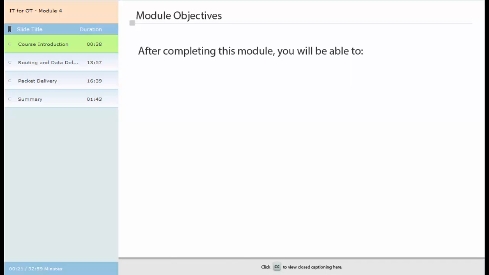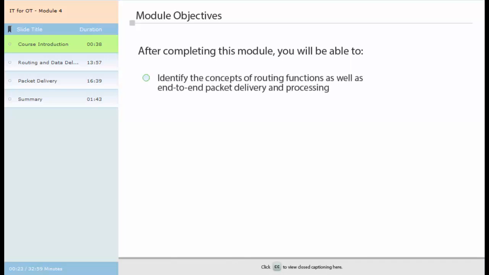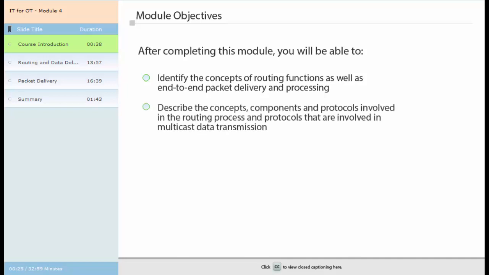After you complete this module, you will be able to identify the concepts of routing functions, as well as end-to-end packet delivery and processing, and describe the concepts, components, and protocols that are involved in the routing process and protocols that are involved in multicast data transmission.